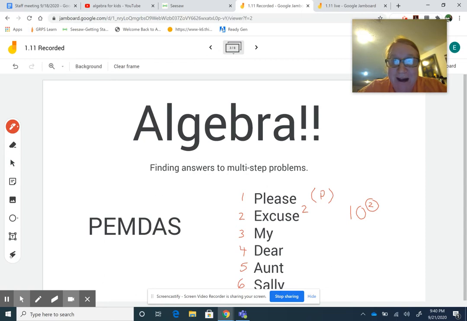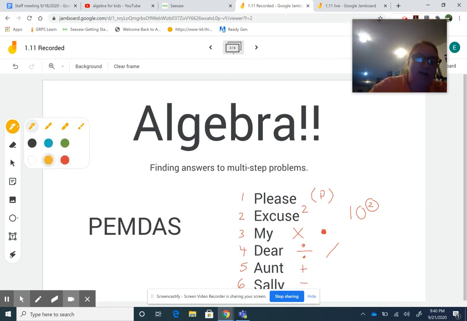Then M, my. M stands for multiply. Multiplication can look like an X or it can look like a dot. You will see that in 5th grade, so I'm slipping it in now. Dear stands for divide. Divide can look like a dot, a line, a dot, or it can be a slash mark. Aunt stands for addition. And Sally, S, stands for subtraction. Now, I need to tell you this right now, and I'm going to say it all through 5th grade.